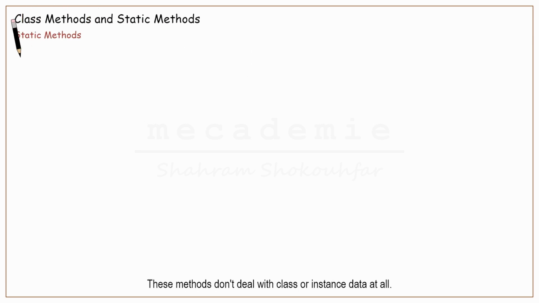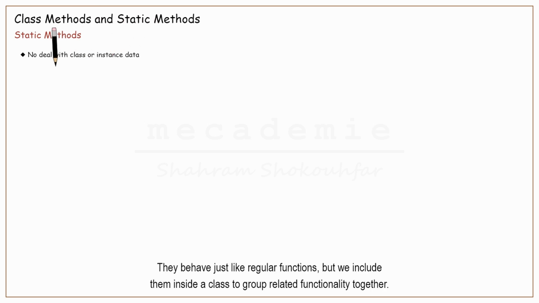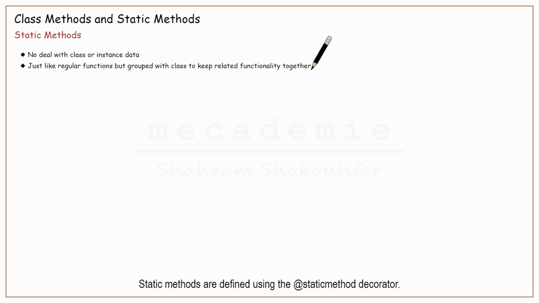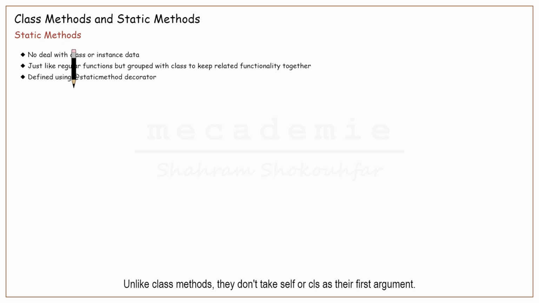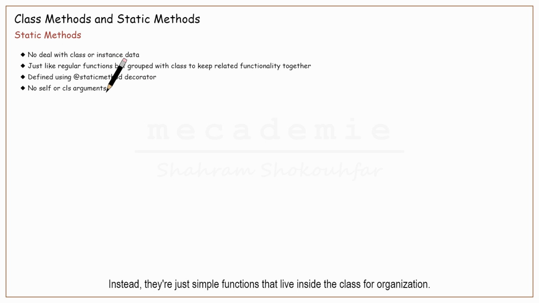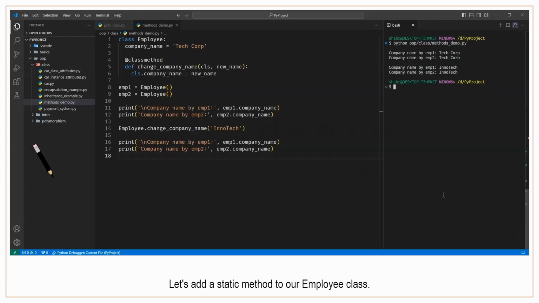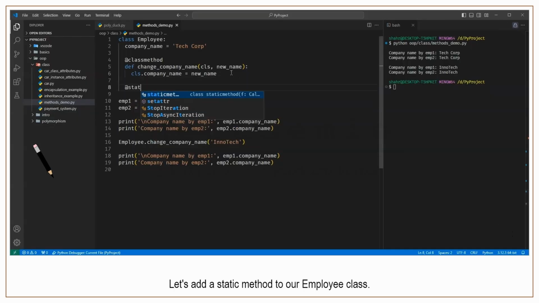These methods don't deal with class or instance data at all. They behave just like regular functions, but we include them inside a class to group related functionality together. Static methods are defined using the @staticmethod decorator. Unlike class methods, they don't take self or cls as their first argument. Instead, they're just simple functions that live inside the class for organization. Let's add a static method to our Employee class.